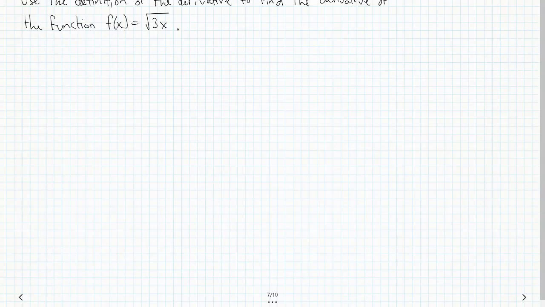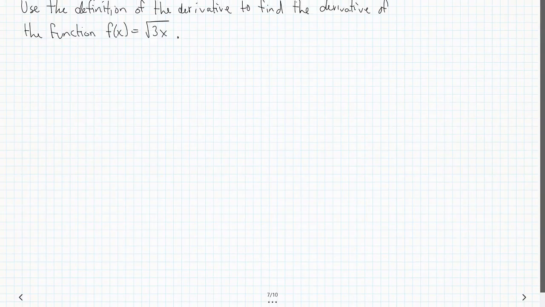So now our next one. Some people struggle with using this definition of the derivative, and so I wanted to work through one and we could see how it works. Use the definition of the derivative to find the derivative of the function f of x equals square root of 3x. So first off, what is f prime of x?